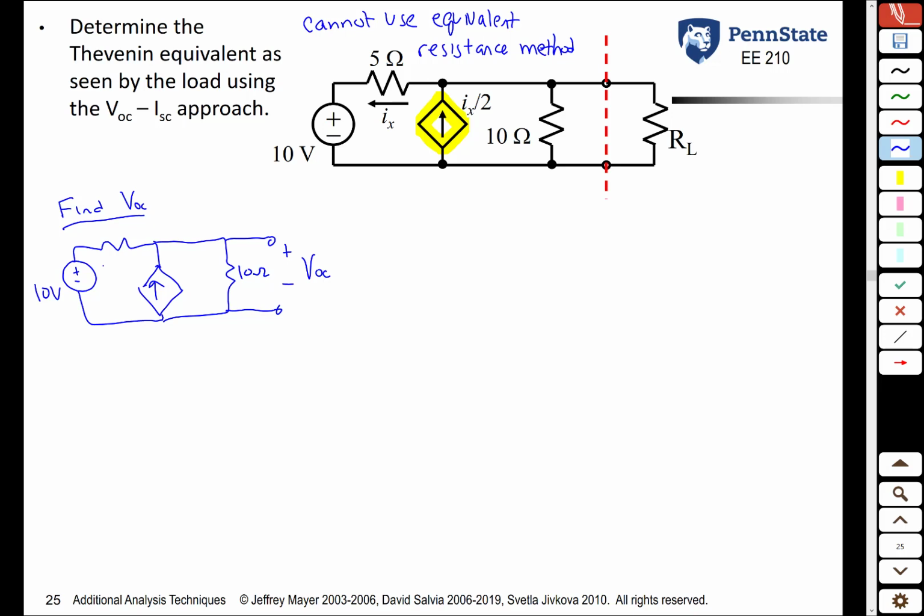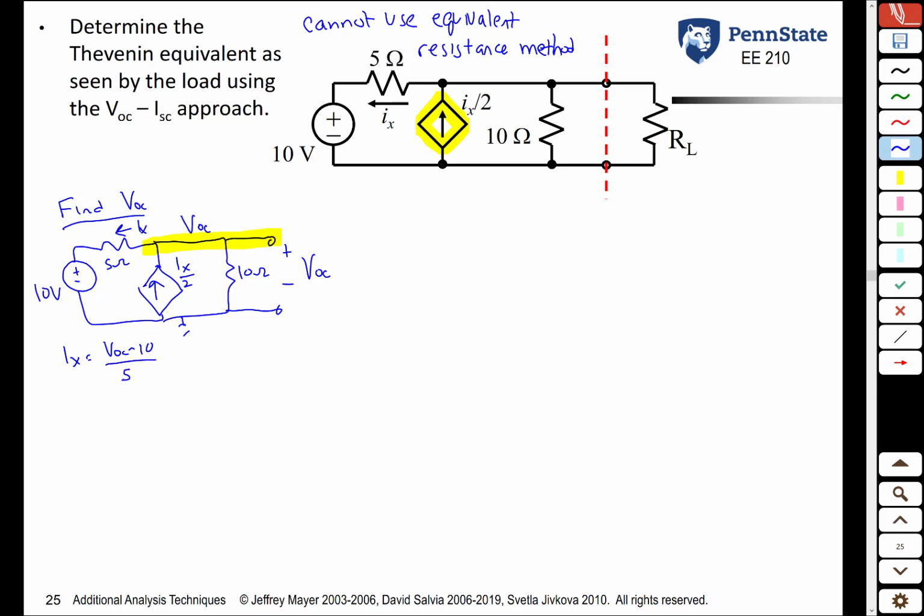So you have a 10 ohm resistor, 5 ohm resistor here. This dependent source is Ix over 2, where Ix is defined as a current flowing through that 5 ohm resistor going right to left. So let's use nodal analysis. Let's put ground here. So that means the voltage at this terminal here is the voltage we're looking for. Call it VOC. So the first thing we want to do is get rid of our control variable Ix. What is Ix? Ix is a current through the 5 ohm resistor. So it's going to be VOC minus 10 volts over 5 ohms.